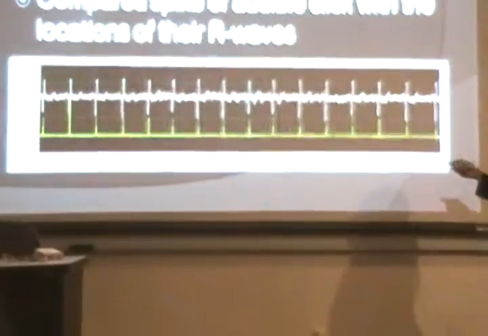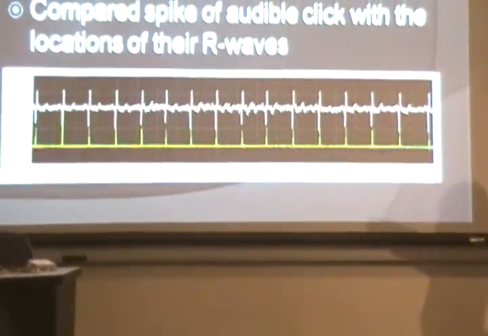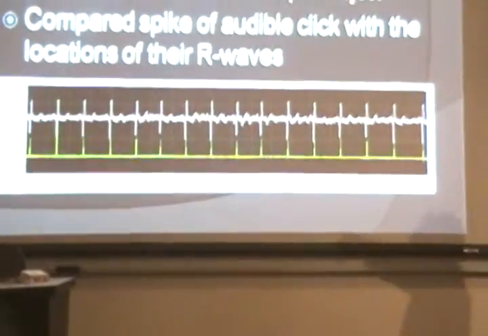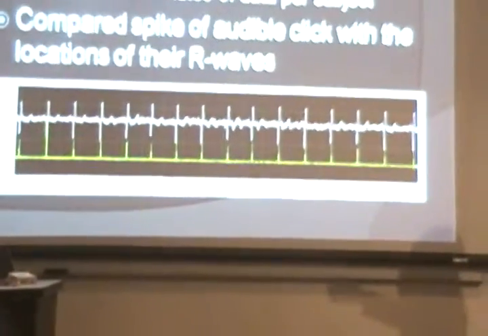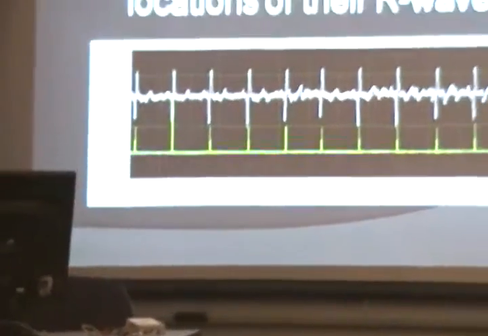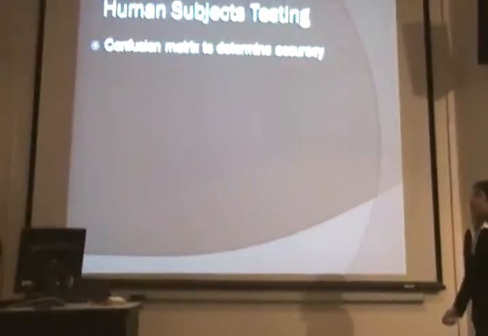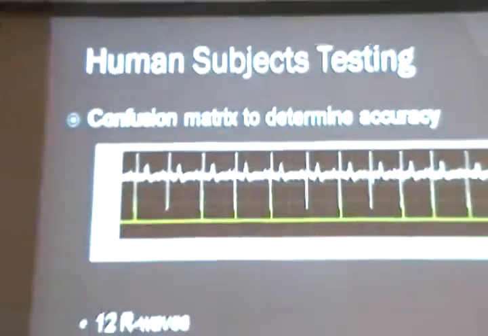So here is a graph of a human subject's ECG in white. You can see the R waves are pretty distinct, and the line below, the green spikes, is the detection of each R wave. For testing, we used a confusion matrix to determine the accuracy of our system.